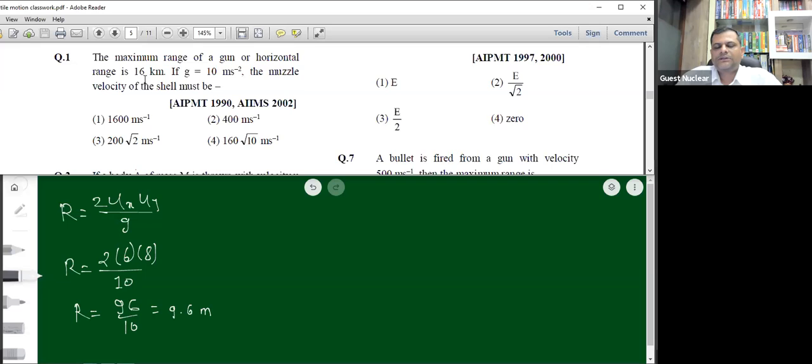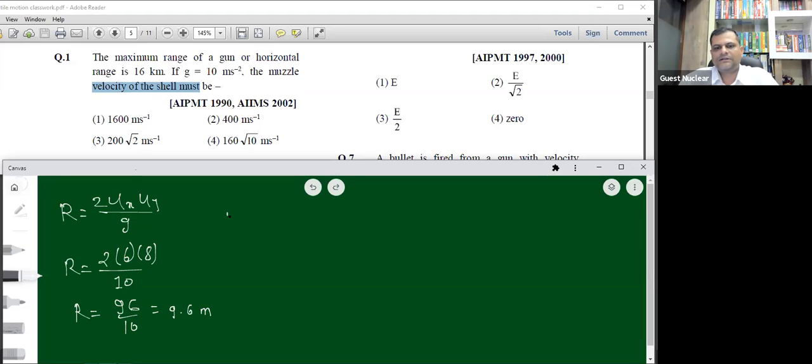Let us see this next one. The maximum range of a gun or horizontal range is 16 kilometer. Okay, मतलब horizontal direction में एक horizontal जो गन का जो range है वो 16 किलोमीटर है. Then muzzle velocity of the shell must be. This can be solved by using the formula for range. What is the formula for range? We already have that. R is equal to u square sine 2 theta upon g. Correct है?